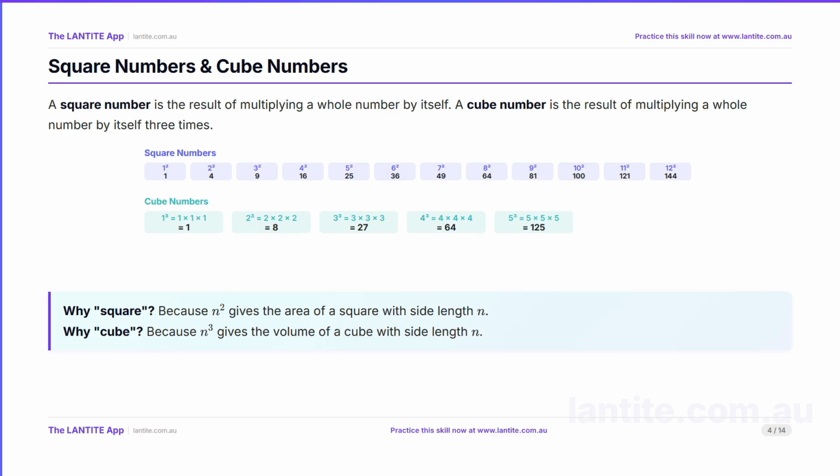For cube numbers, the most important ones to know are 1 cubed is 1, 2 cubed is 8, 3 cubed is 27, 4 cubed is 64, and 5 cubed is 125. The name square number comes from the fact that n squared gives the area of a square with side length n. Similarly, n cubed gives the volume of a cube with side length n.